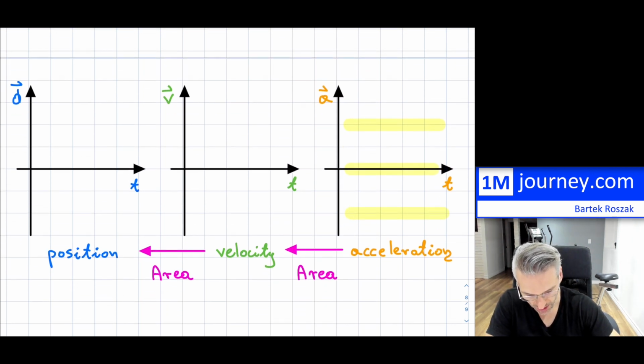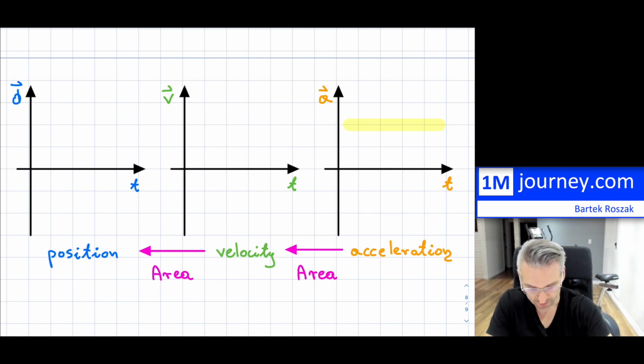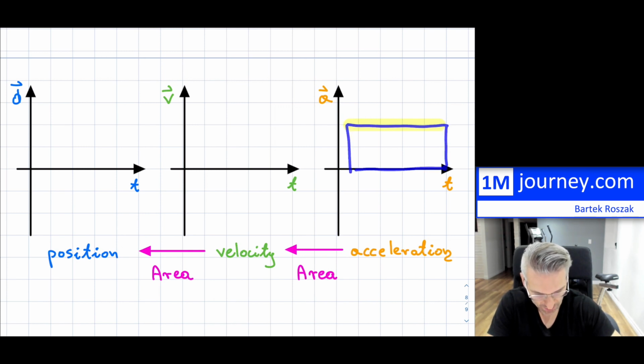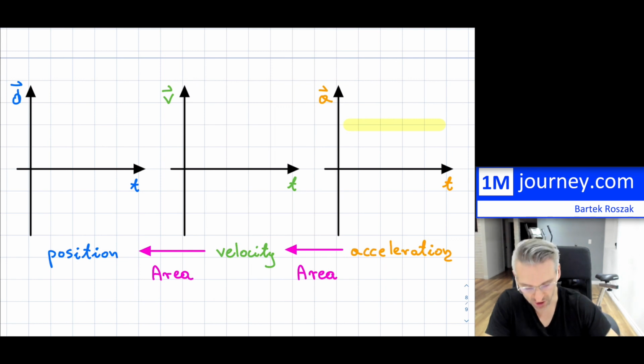It turns out that we are looking at the area under the graph. So what is the area under the graph? For instance, in this particular case, you would take the area under this graph, and it's very easy because it's a rectangle. That area just means the acceleration times the time, and that brings you the change in velocity.